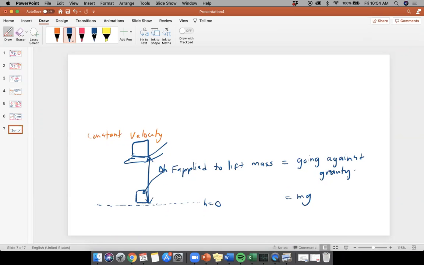So now the work done to lift the box is mg delta H. Why is it mg delta H? Because F applied times displacement in the direction of F applied. My F applied was mg, the weight of the box. Delta H is the displacement in the direction of my force. So the work done that I am doing against gravity to lift the box is mg delta H. That is the work done.